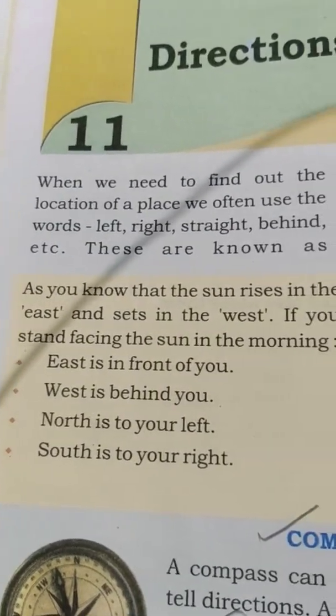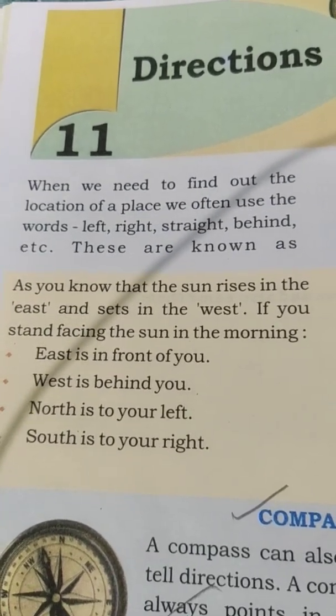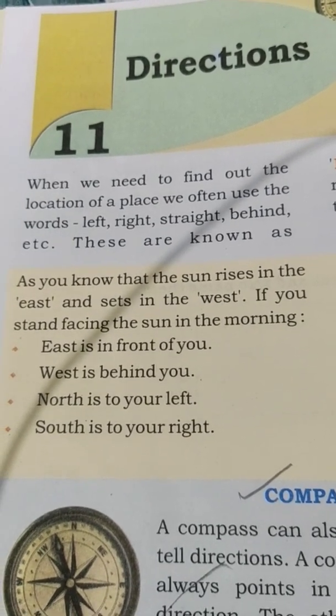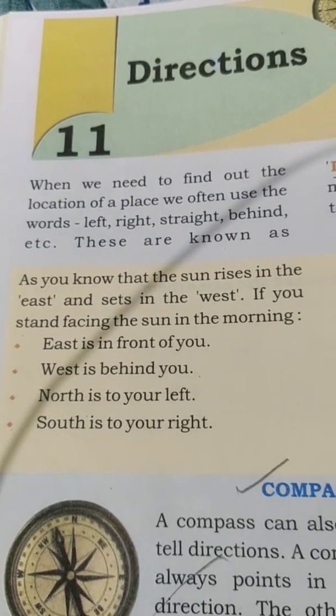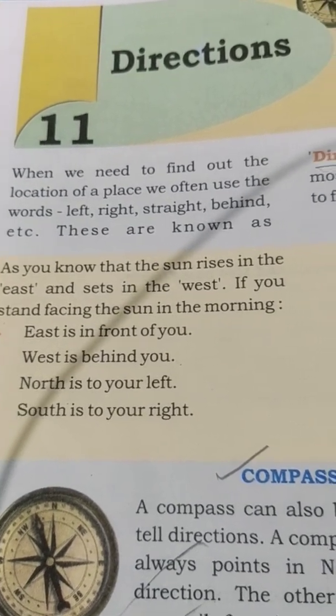As you know, the sun rises in the east and sets in the west. If you stand facing the sun in the morning, east is in front of you, west is behind you, north is to your left, south is to your right.